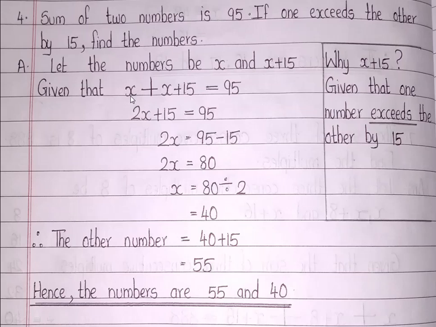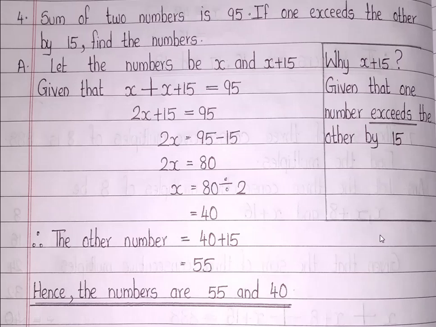When you add the two numbers, x is the first number, x plus 15 is the second number. So x plus x is 2x plus 15. I am taking plus 15 to the other side. So 2x is equal to 95 minus 15. 95 minus 15 is 80. I am taking this 2 to the other side. 80 divided by 2 is 40. x is 40, that is, the first number is 40. The next number is 40 plus 15, 55. Hence the numbers are 55 and 40.